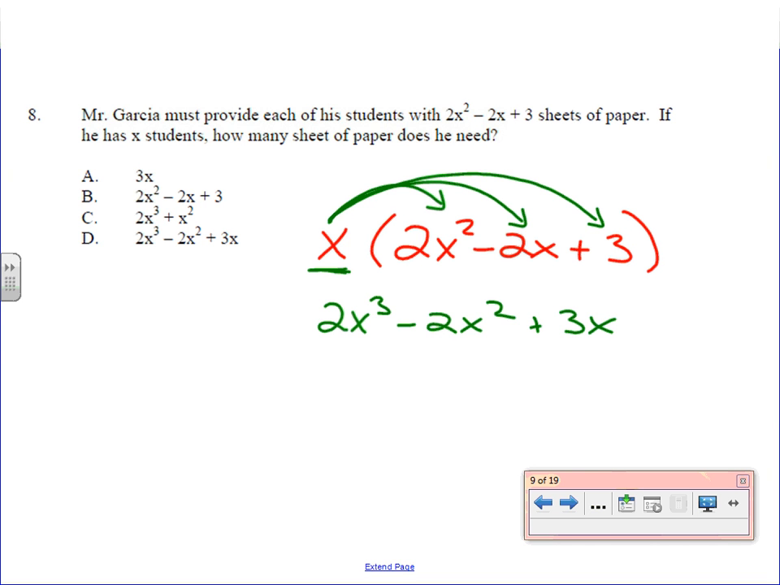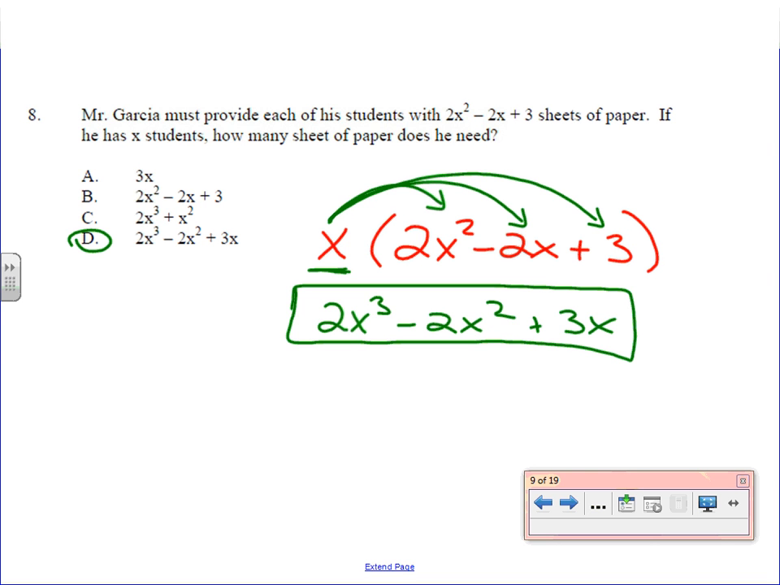Now notice we cannot add those together. They are not like terms. This is x cubed, this is x squared, and this is x. So don't try and add them or subtract them. That's as far as I can go. So the question is, which of those choices is correct? Should be choice D. 2x to the 3rd minus 2x squared plus 3x. So all we did was multiply those two together.